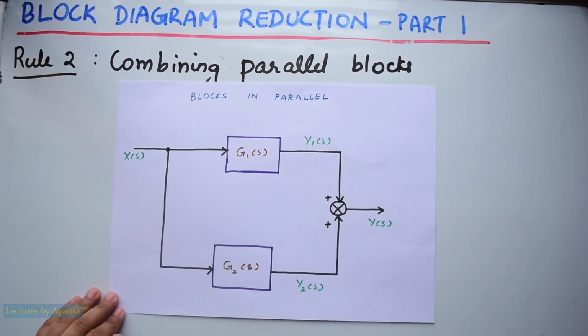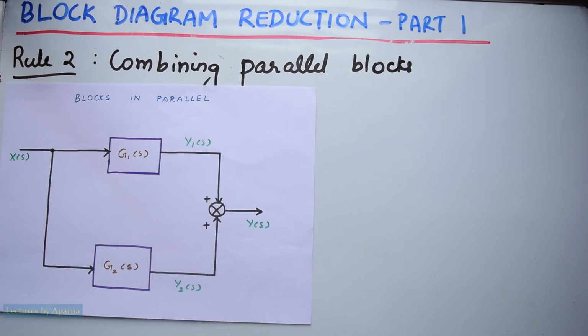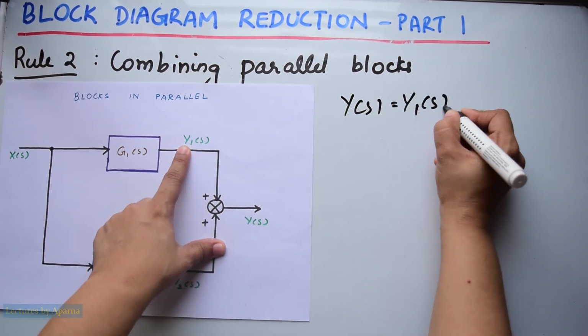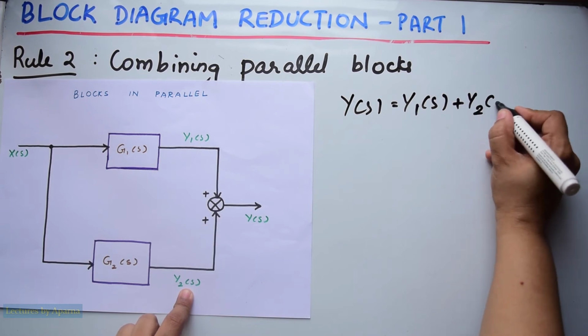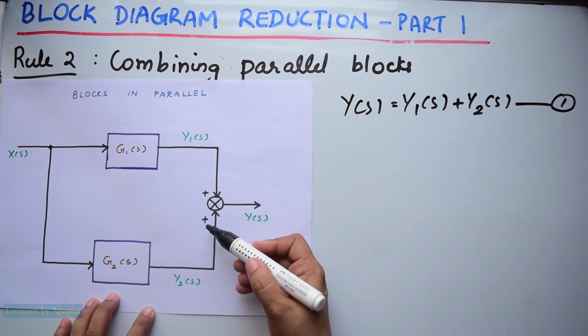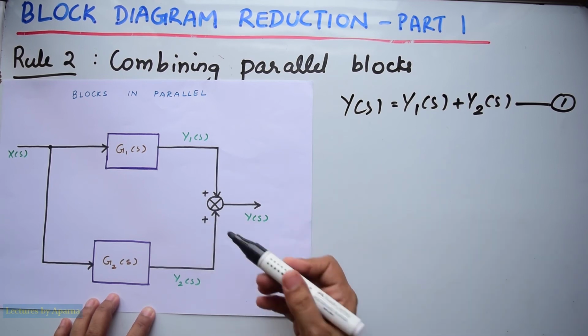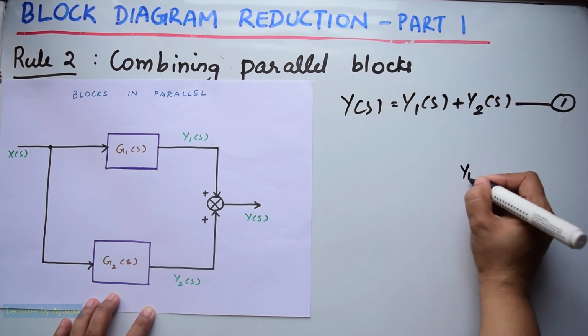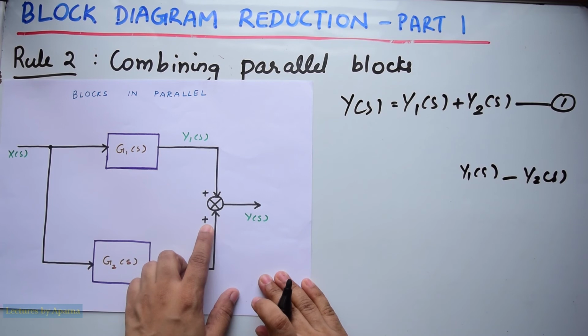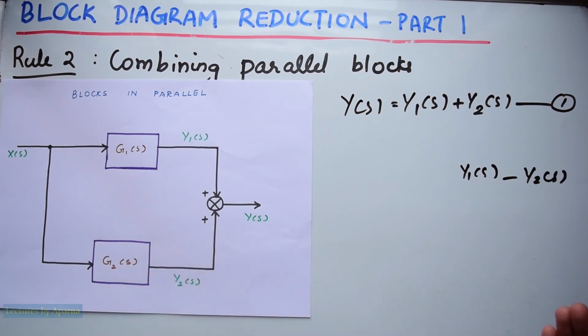The parallel combination of blocks will be like this. For this combination, we will get output Y of S as Y of S is equal to Y1 of S plus Y2 of S. This will be equation 1. Since it is plus sign here, you can write it like this. If it is negative sign here, it will become Y1 of S minus Y2 of S. So you have to write it accordingly. But here it is Y of S equal to Y1 of S plus Y2 of S.